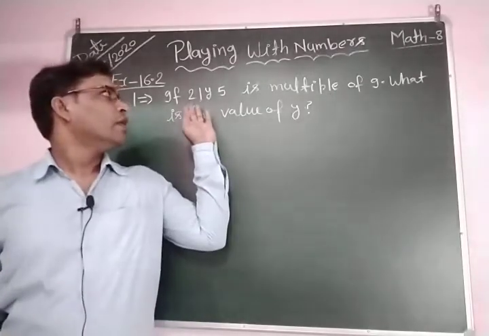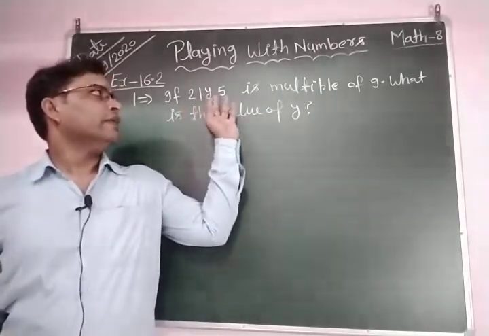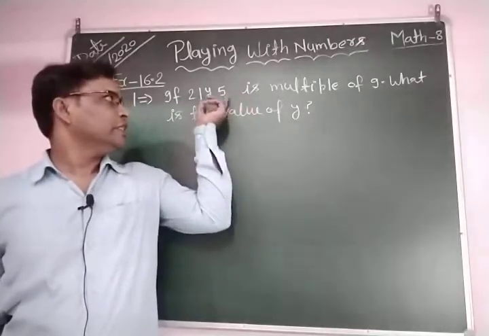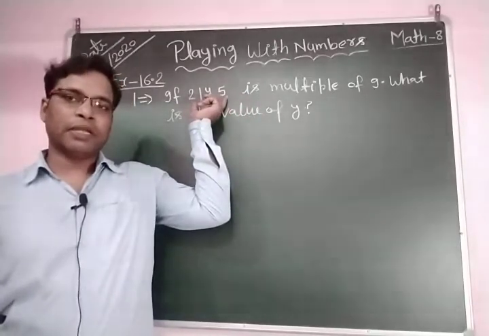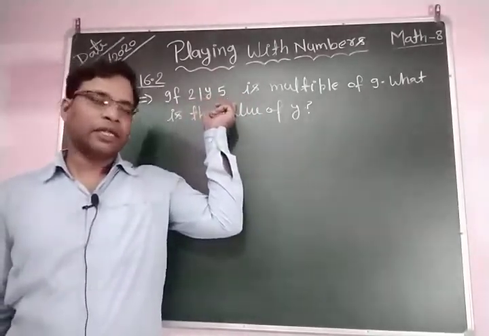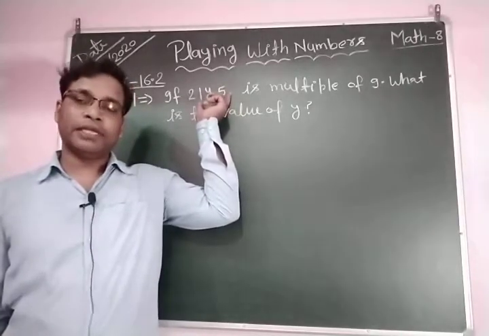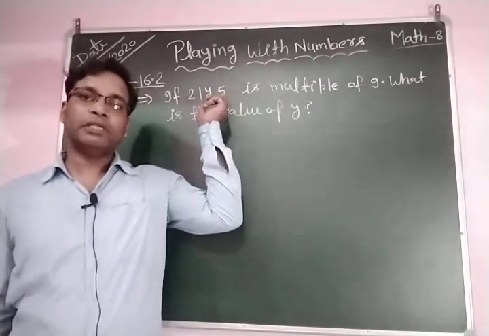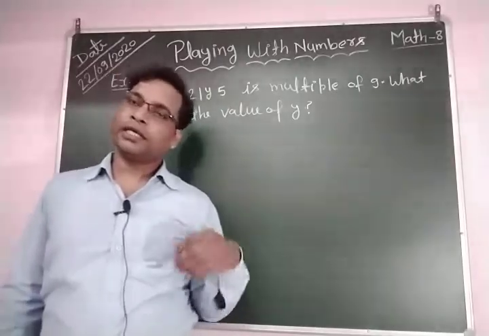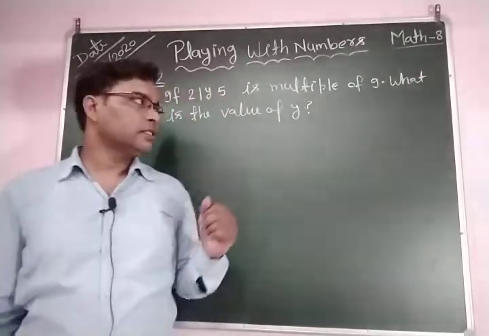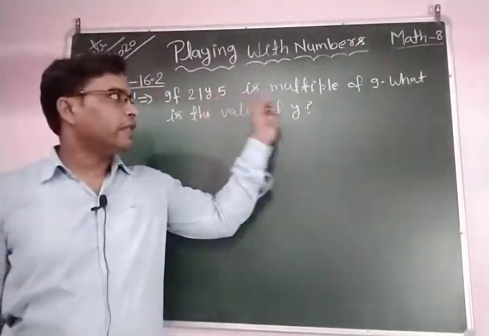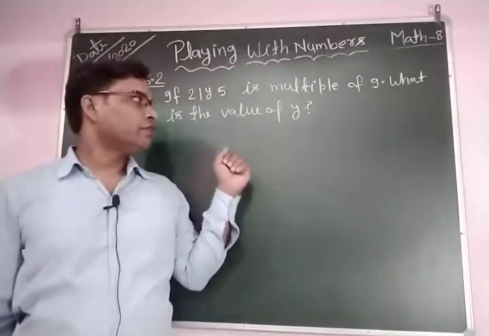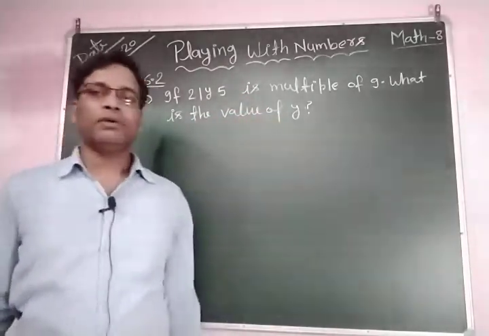If 21y5 is a multiple of 9, this is a given number, this is a multiple of 9, it means that you can say this number is divisible by 9. If any number is a multiple of 9, this means that that number is also divisible by 9. And where you can see your y is a digit. So we need to find the value of y. What is the value of y?